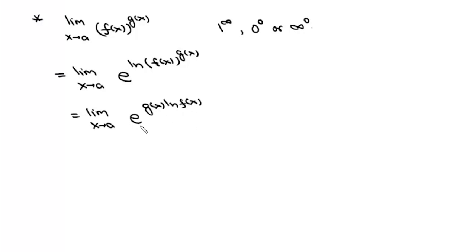log f(x), and since the exponential function is a continuous function, we can take this limit inside, so it will be e to the power and then this limit x tends to a g(x) into log f(x). So in all the questions where we have function to the power function, we will be writing it in this form. Now we take an example.